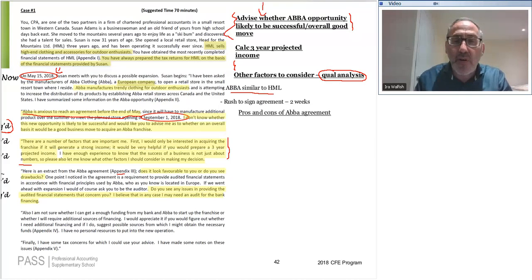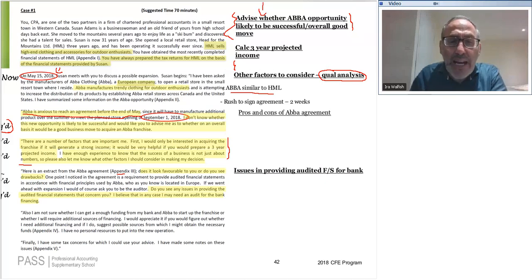Here comes another required. The next required says, do you see any issues in providing the audited statements that concern you? So in other words, if you have any concerns about doing the audit, I believe that in any case, I may need an audit for the bank financing. So I leave some space. I always like to leave space between required, and I put down the next required. Issues in providing audited financial statements for the bank.